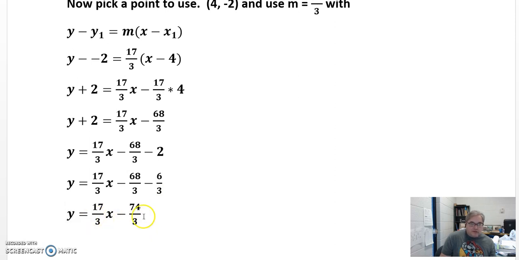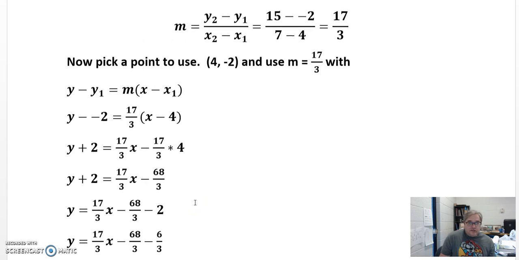So the slope is 17/3, and the y-intercept is 0, negative 74/3. So again, this is tough. There's a lot of little things to keep track of. You've got your fractions going on, which we all love, and our minus signs.